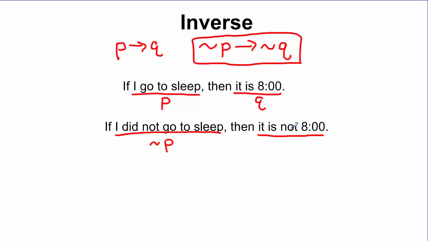So when we throw in the word not, we're negating the original conclusion or hypothesis. And since this was represented by Q, this is going to be not Q. So that's what we're doing when they say what's the inverse. The inverse means you just take the original hypothesis and conclusion, and you do the negation of each one.